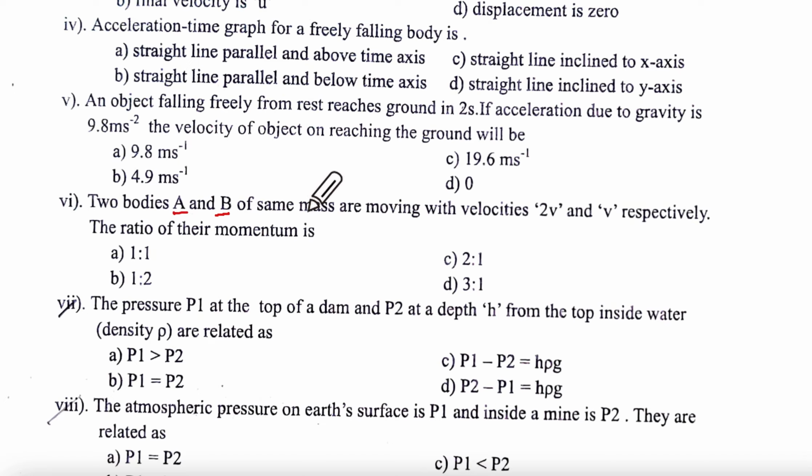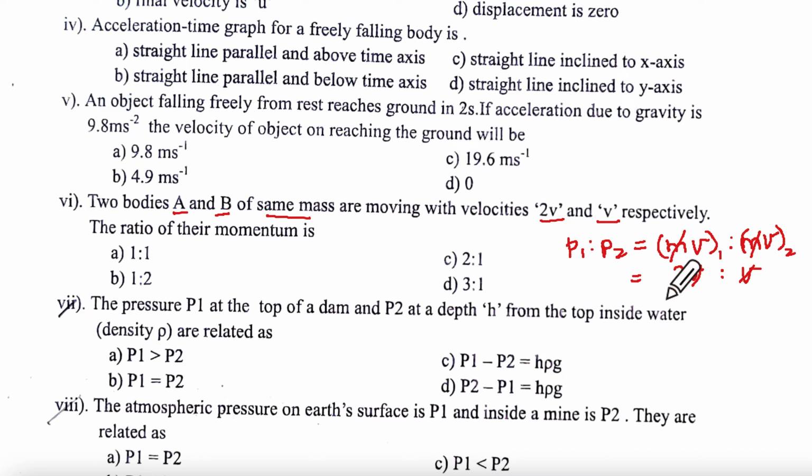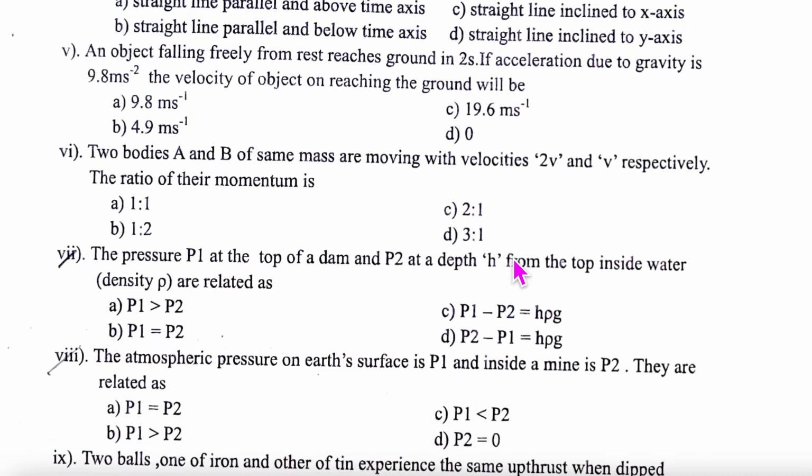Two bodies A and B, same mass, moving with velocities this, then the ratio of the momentum. Now P1 is to P2 will be equal to mv is to mv. If body A and body B have same mass, then m and m will be same, which will get cancelled. But V1 is 2V and V2 is V. Tell me what is the correct option? Option C. Correct. Now your teachers like that C option.